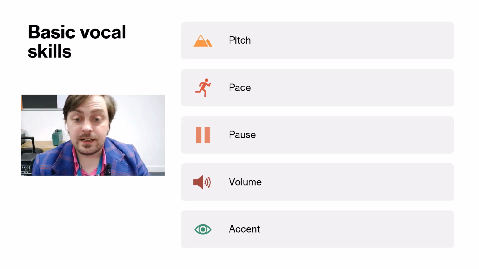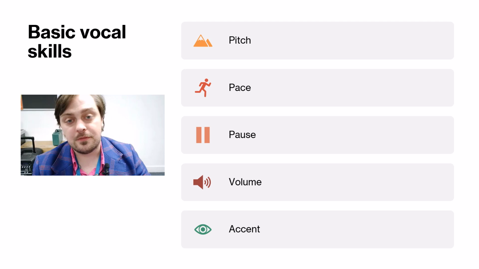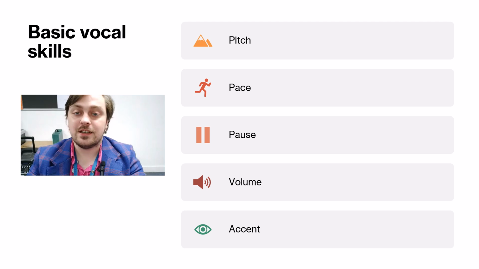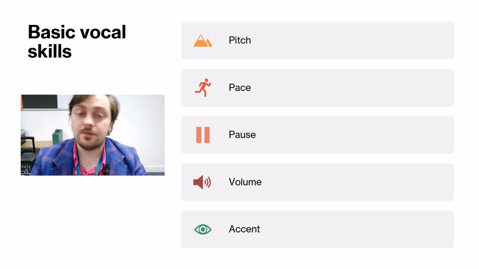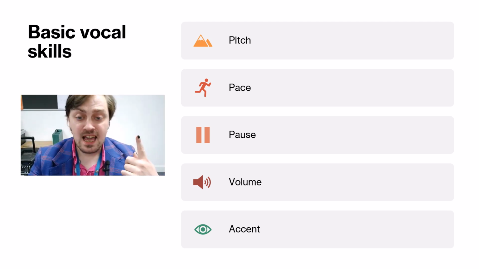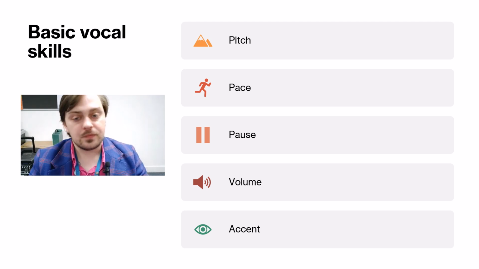Some basic vocal skills that are really important. These words are really important. And you should definitely be making a note of them. So let's start with pitch. Pitch refers to how high or low your voice is. Is your voice really, really high? Really, really squeaky? Like a cartoon character? Or is your voice really low? Somewhere that's high and low, that is pitch.